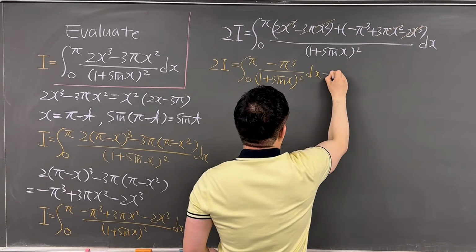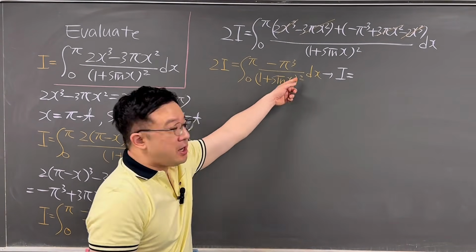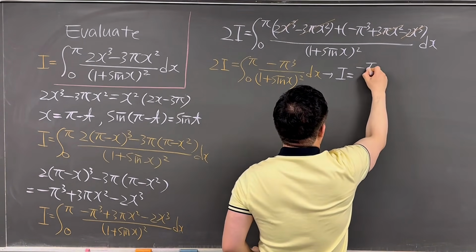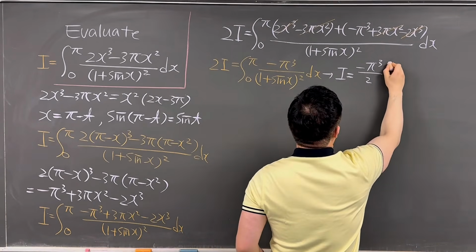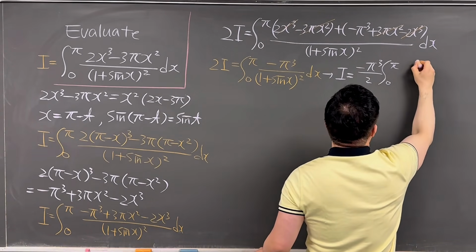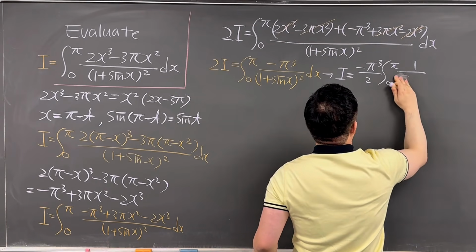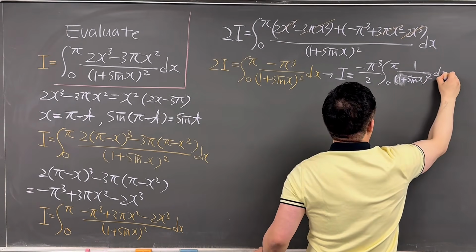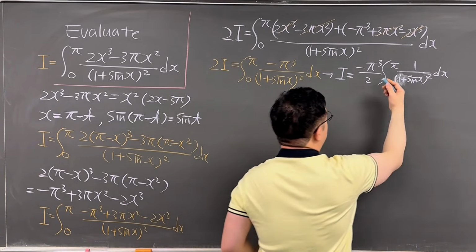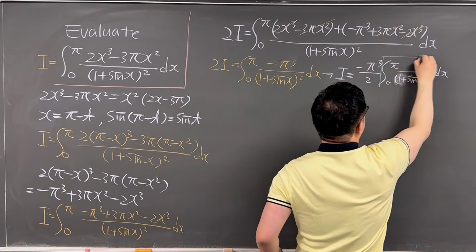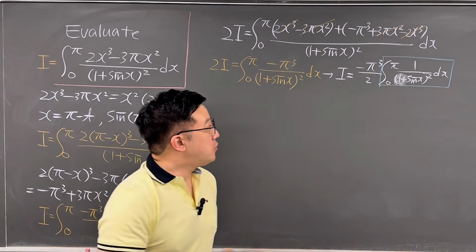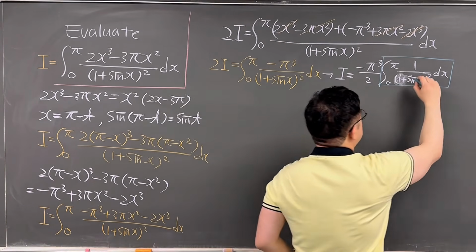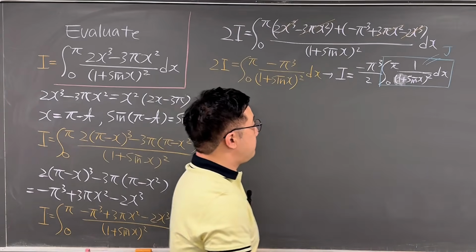So from this, we can rewrite I by pulling the negative pi cubed outside of the integral, right? And then you divide both sides by 2. So it's going to be negative pi cubed over 2 times the integral from 0 to pi of just 1 over (1 plus sine of x) squared, dx. So we can work on this integral, the integral from 0 to pi of 1 over (1 plus sine of x) squared dx, right? Let me just call this integral J and work it out.